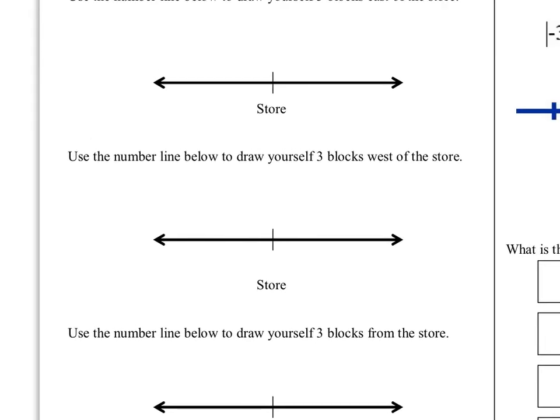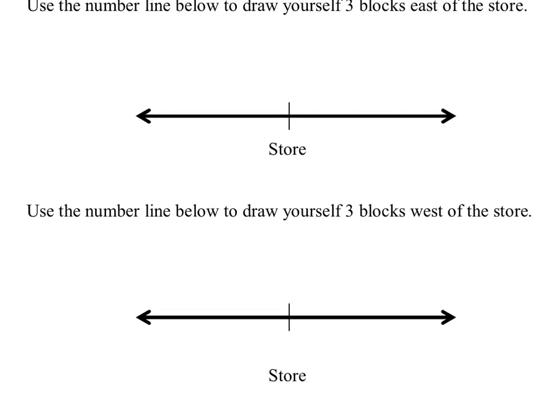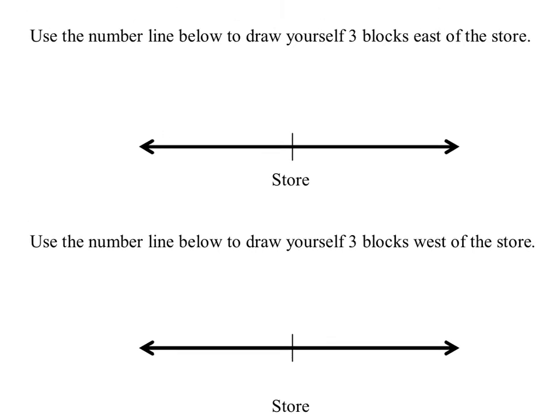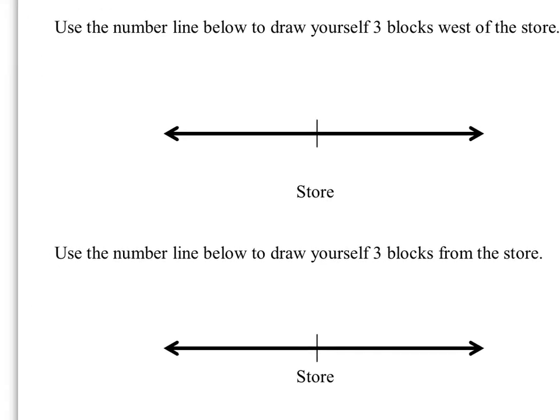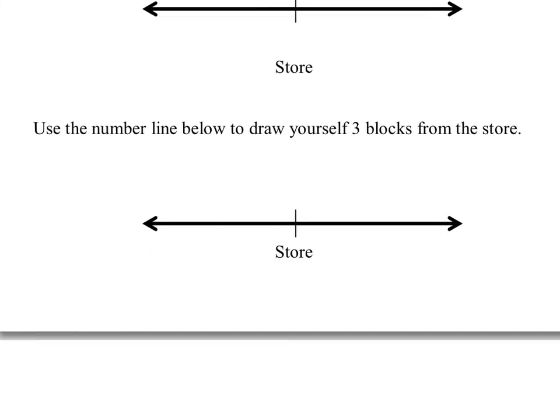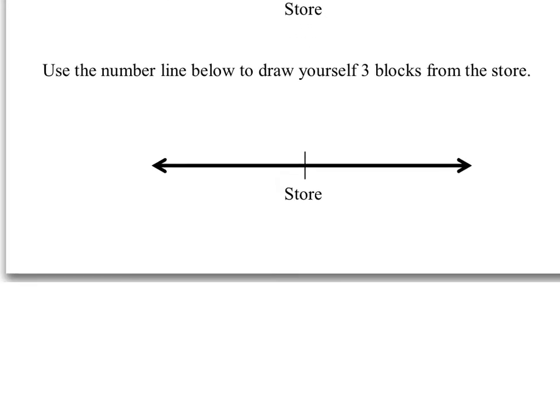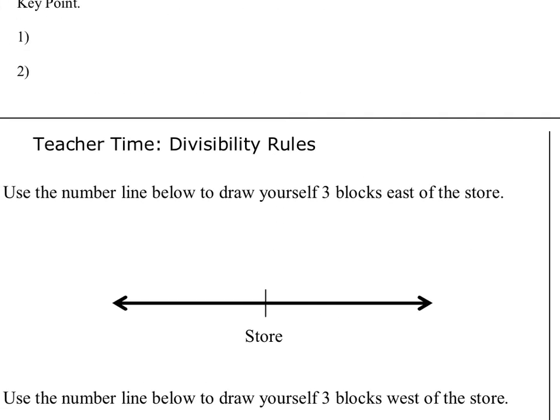To get started with our work for today, I've got 3 things that I've asked you to do. The first one is to use this number line to draw yourself 3 blocks east of the store. So you're kind of pretending like this number line is a street, and you are going to draw yourself 3 blocks from the store. I'm not going to give you any other instructions other than that. The second one says use the number line to draw yourself 3 blocks west of the store. And the last one says use the number line to draw yourself 3 blocks from the store. I'm not going to give you other instructions other than that.